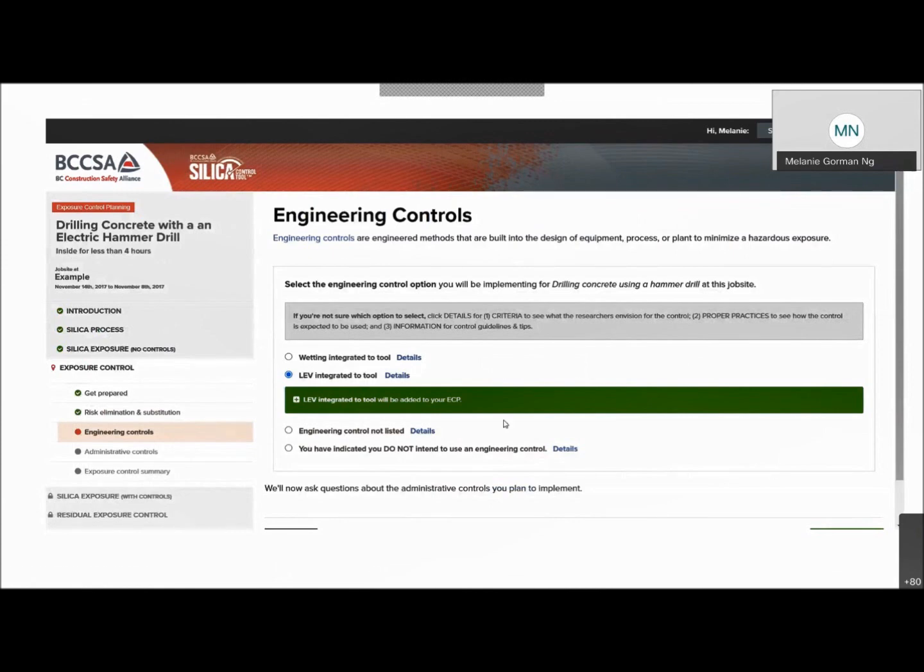If somebody selects engineering control not listed, it would not be able to complete an estimate for the user with that engineering control, but it would put them in touch with us so that we find out there's an engineering control that we don't know about that needs to get added into the tool. Or they can go ahead and create an exposure control plan with no engineering control and just respiratory protection, if that is appropriate for their scenario.